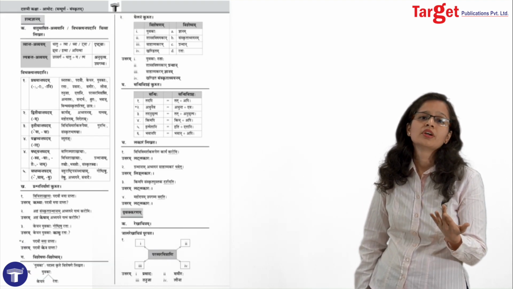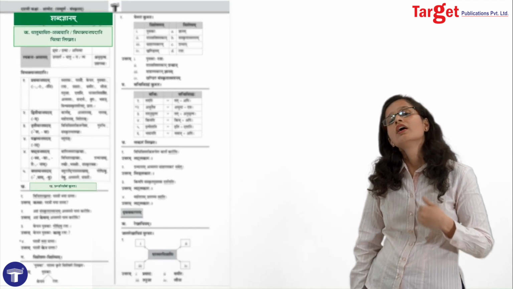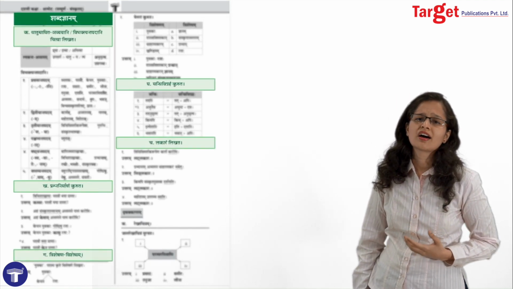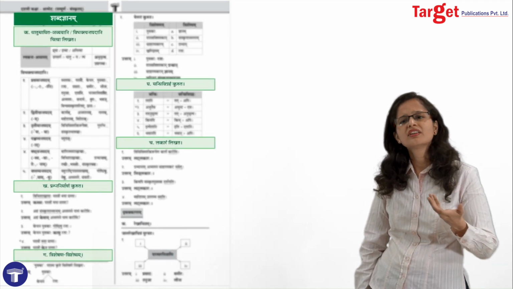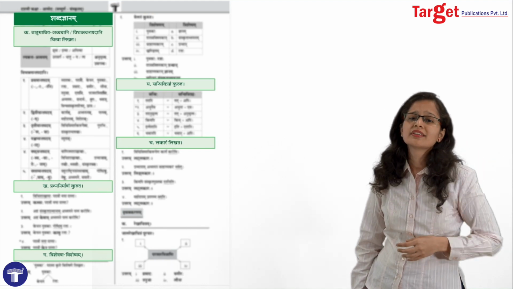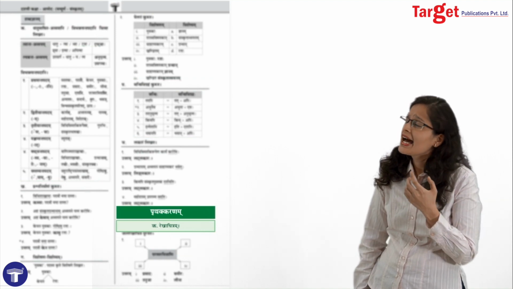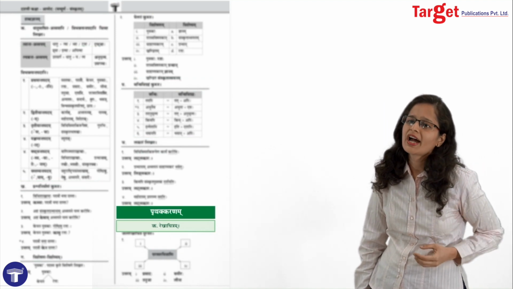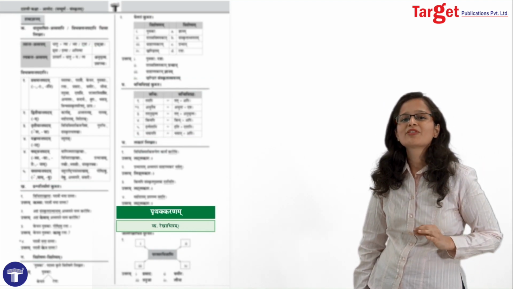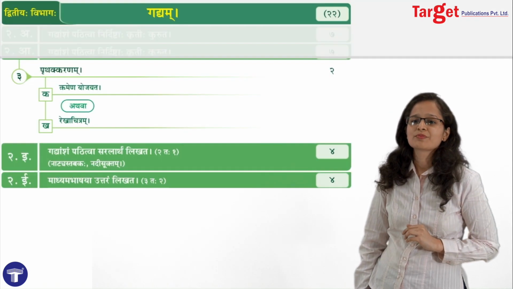That goes same with the next Shabda Jnanam also. Again, variety of questions are asked, and hence this becomes really helpful for us when it comes in the board exams also. Same goes with the Pruthakkaranam. As we solve multiple of diagrams, it becomes easy for us for the board exams.